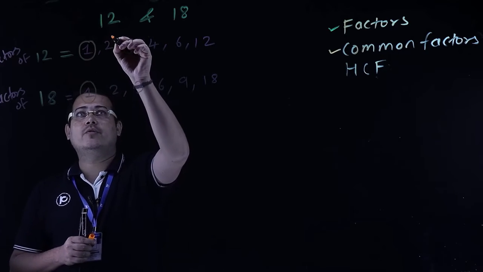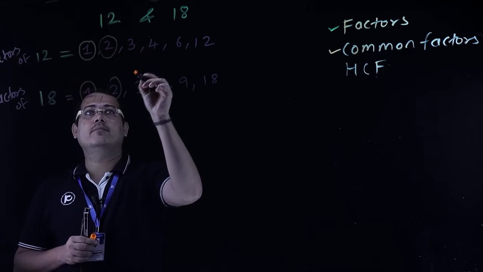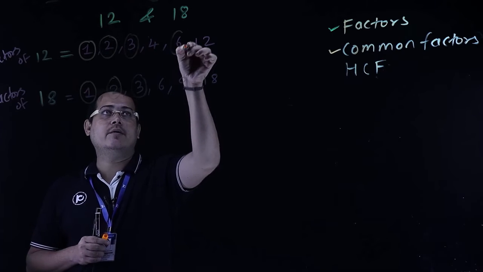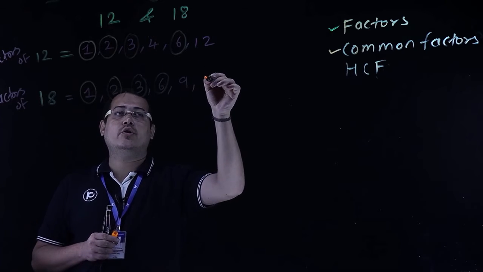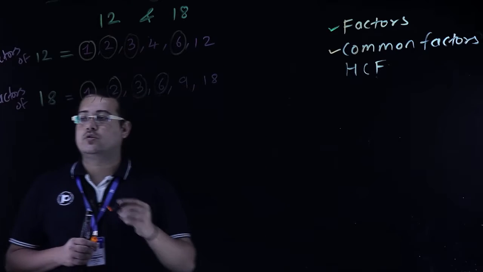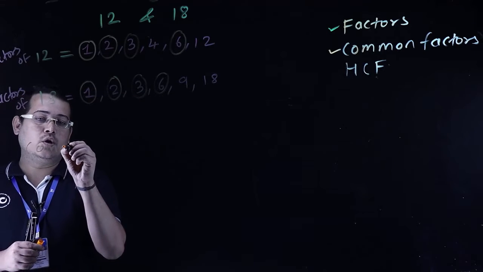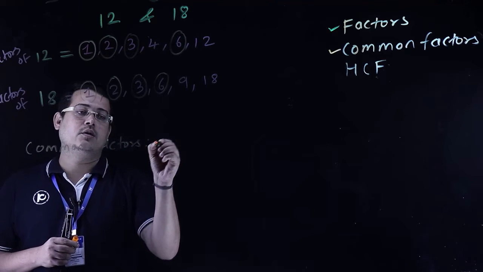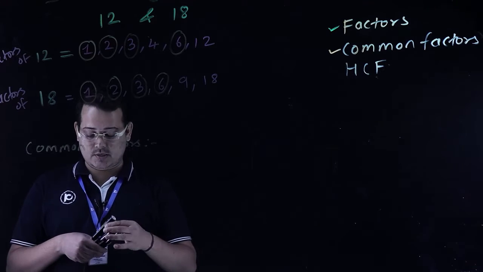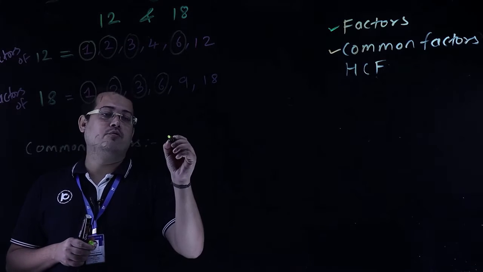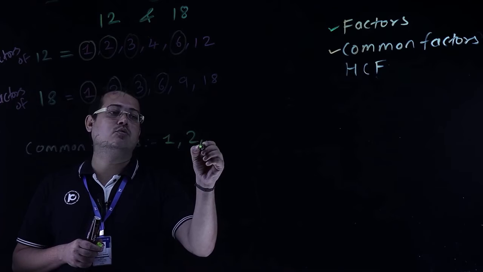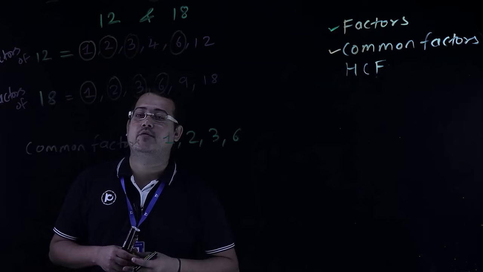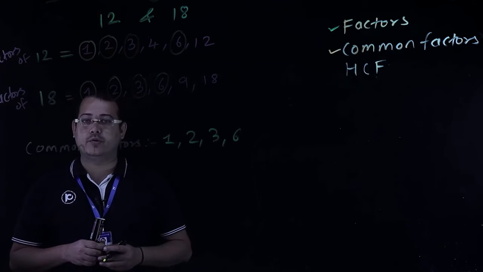Here 1 will always be a factor of each and every number. So 1 is a common factor, 2 is a common factor, 3 is also a common factor, 4 is not there, but 6 is there, 9 is also not common, 12 is also not common, and 18. So I can mention here the common factors, which are common in both the numbers: 1, 2, 3, 6. So this is the way you can find out the common factors between two numbers.